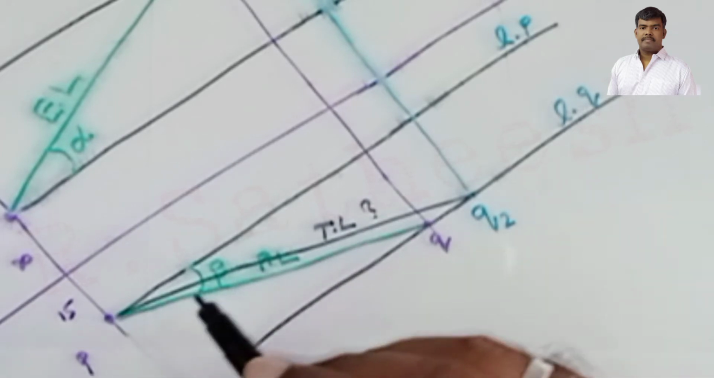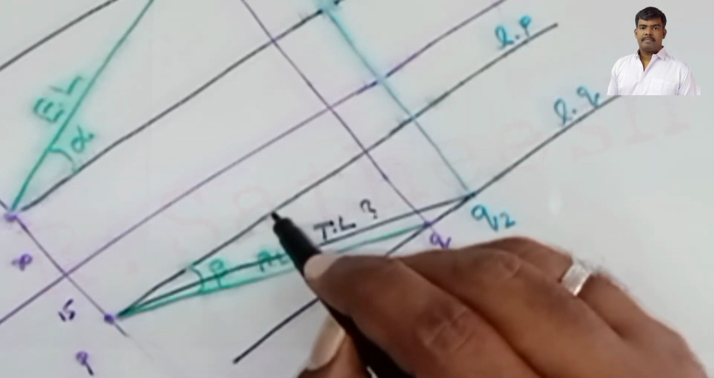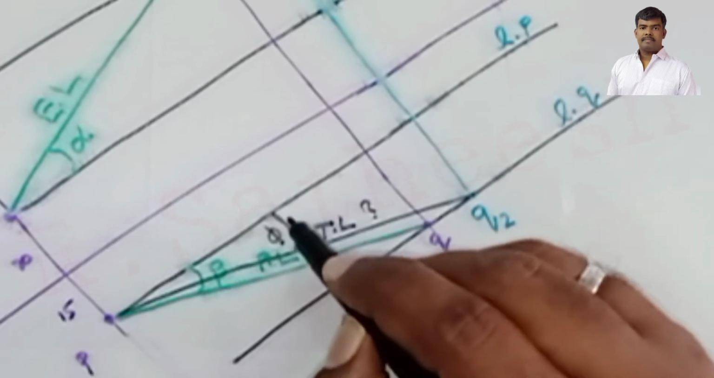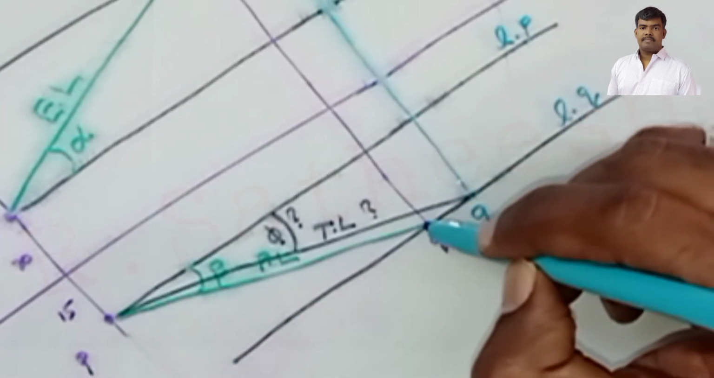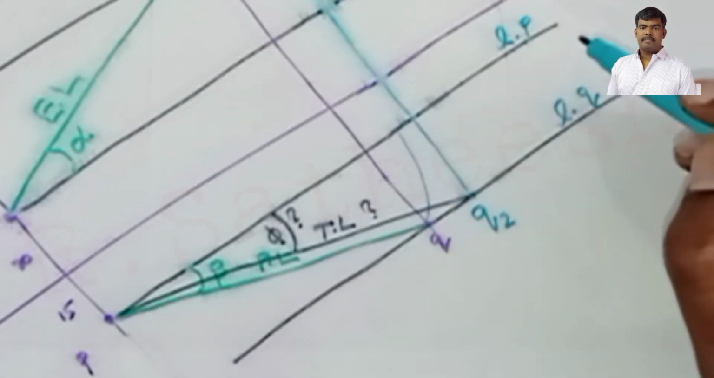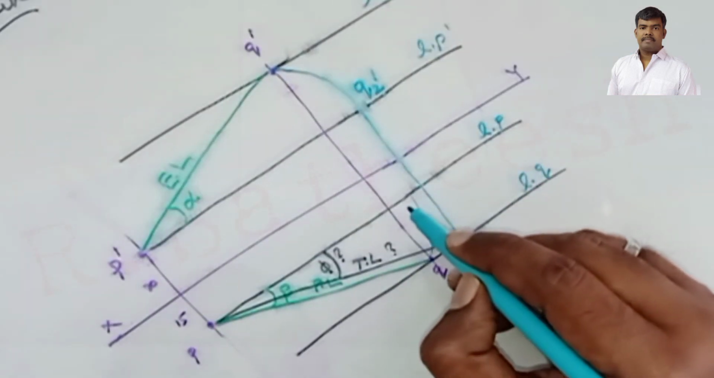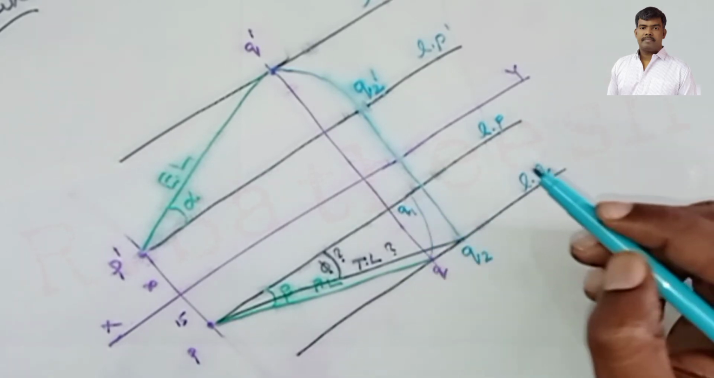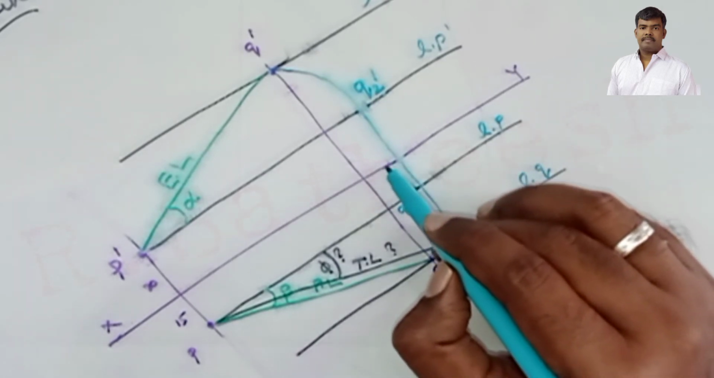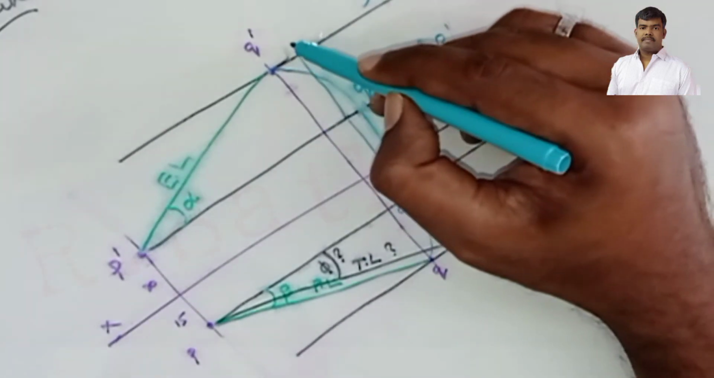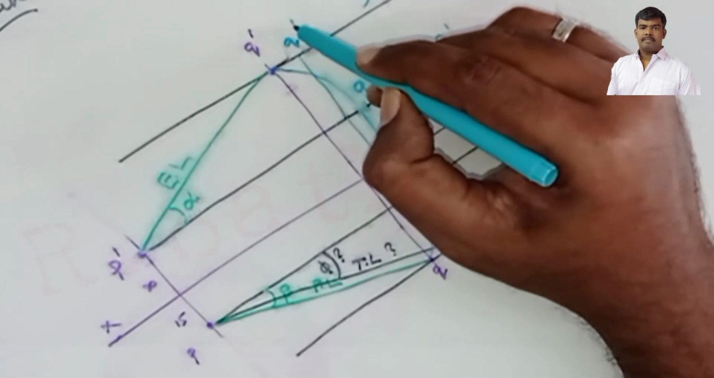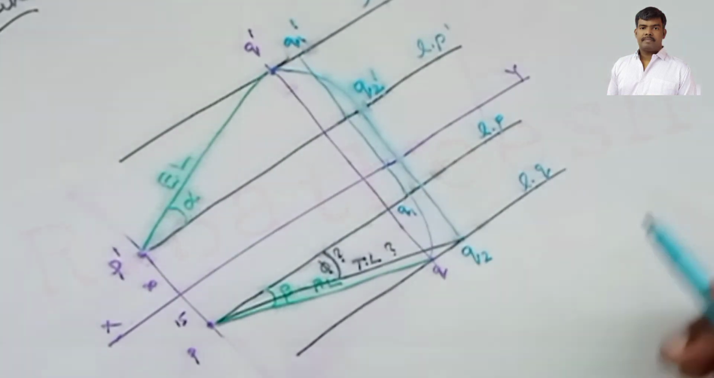Therefore, it is a top view, therefore the true length makes an angle in the top view, that means phi. How much is this angle? Measure it. Similar procedure: take PQ as the radius, P as the center, draw one arc. Where that arc intersects the locus of P, that point is Q1. From Q1 draw one vertical line. Where that vertical line intersects the locus of Q dash, this is Q1 dash. Clear?